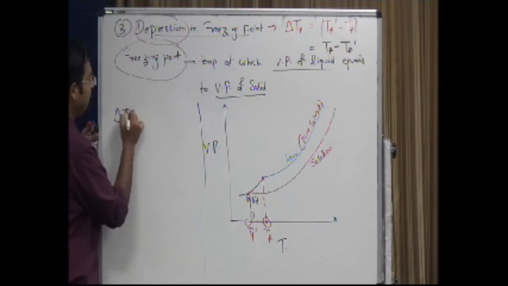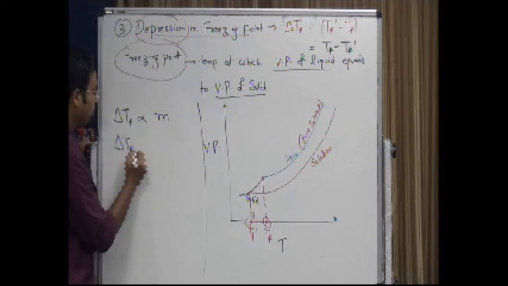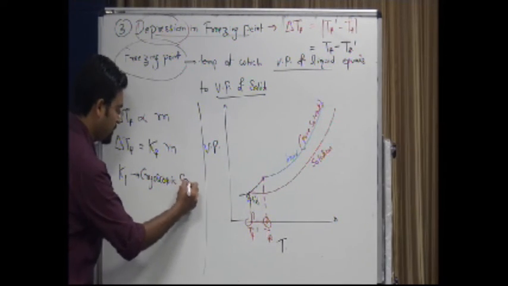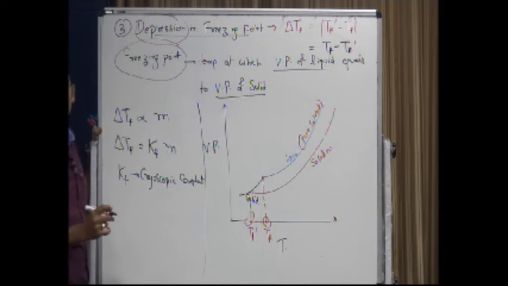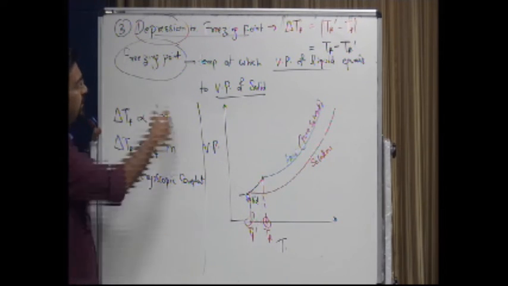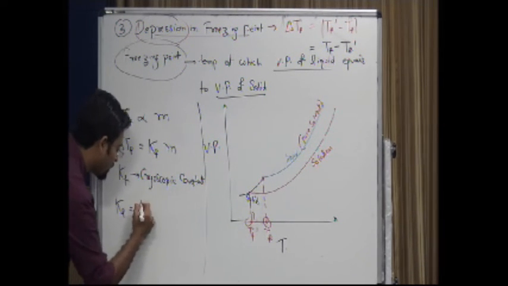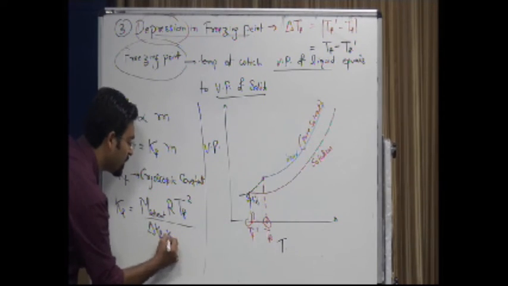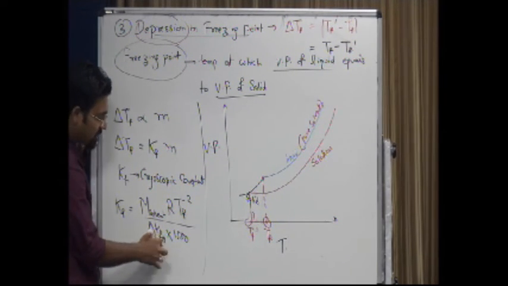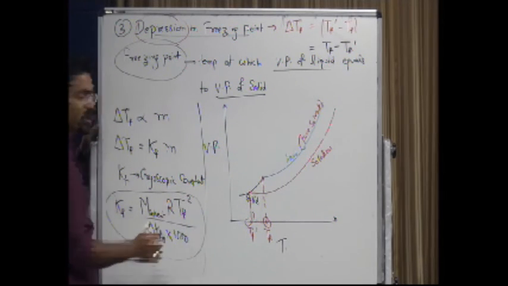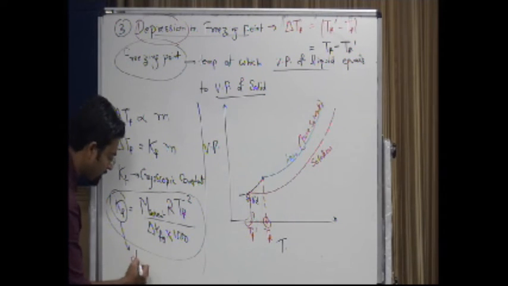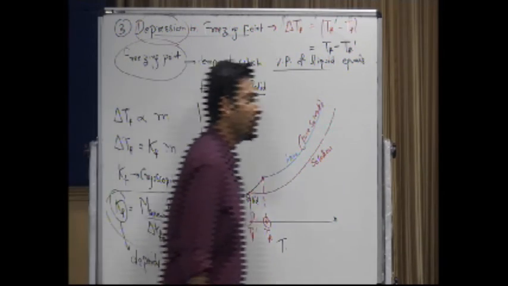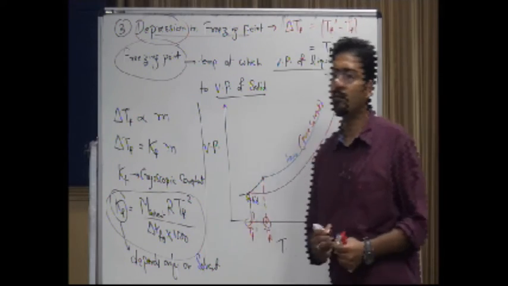In such a scenario, delta Tf will be proportional to molality, and if I remove the proportionality, the constant will turn out to be Kf. Here Kf is called the cryoscopic constant, and it's also called the molal depression of freezing point constant. This Kf is also related to a similar formula: molar mass of solvent into Tf square upon enthalpy of fusion into 1000, because there's a change from liquid to solid state or solid to liquid state, so that's why fusion here. Rest everything is the same. Instead of boiling point, there's a freezing point. Again, Kf depends on the solvent, so for any solution made by the same solvent, Kf will remain the same.